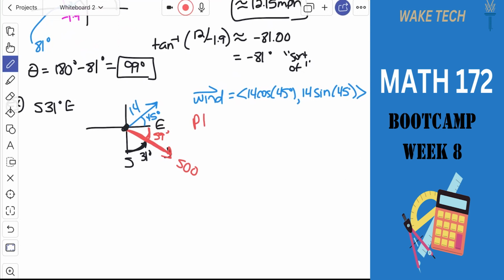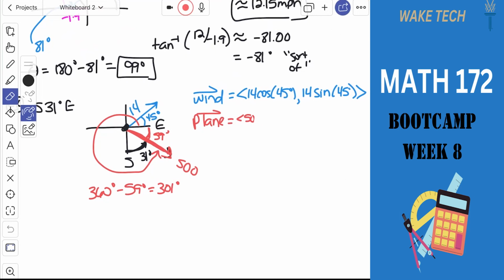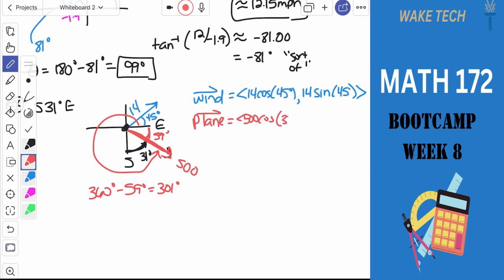So the vector for the plane is 500. Oh, sorry, we're not ready yet. What we actually need is not so much the reference angle. We need the angle in standard position. So we need this red angle that I just drew in standard position, from the x-axis all the way around. To get that, we'll use 360 minus 59, which tells us that angle is 301 degrees. So the plane's vector then is 500 cosine 301, 500 sine 301.